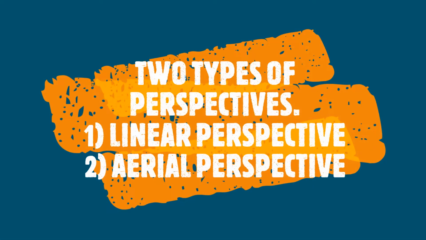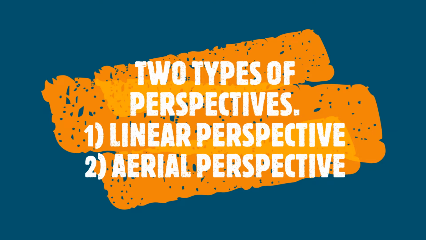Then there are also two types of perspectives. One is linear perspective and the other is aerial perspective. Here we are concerned about linear perspective only, but I will tell you a few things about both of them. Linear perspective is basically the change in the size of the object due to the change in the distance, and aerial perspective is change in the color gradient with respect to the distance.